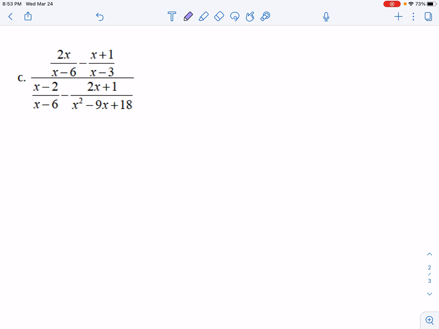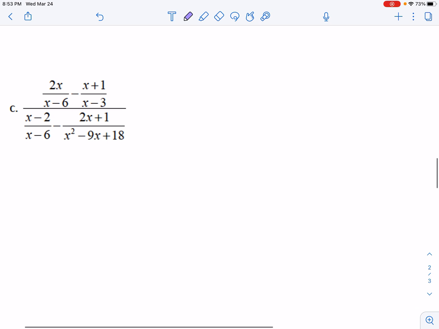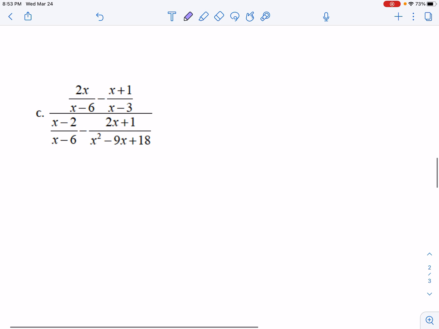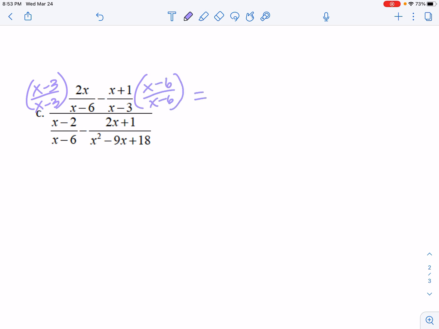So I'm only focusing on my numerator first. I have to find a common denominator because I'm subtracting those fractions. My denominators are already factored for me, so my common denominator is x minus 6 times x minus 3. So this side gets multiplied by x minus 3. This side gets multiplied by x minus 6. So I'm going to go ahead and distribute.